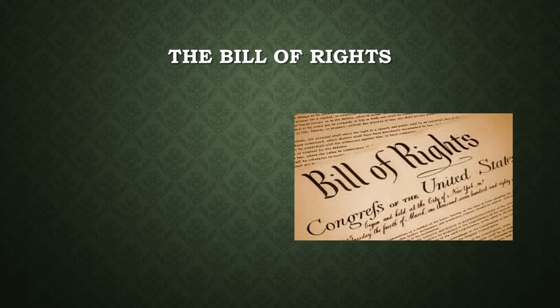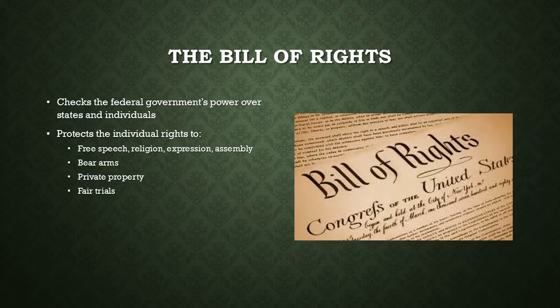And finally, the Bill of Rights protects the rights of individuals and states from the power of the federal government. For individuals, it protects the rights of free speech, free religion, free expression, and free assembly. It also protects the rights to bear arms, to own private property, and to have a fair trial.